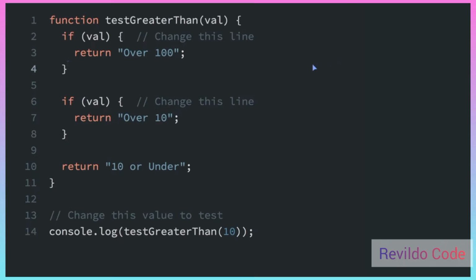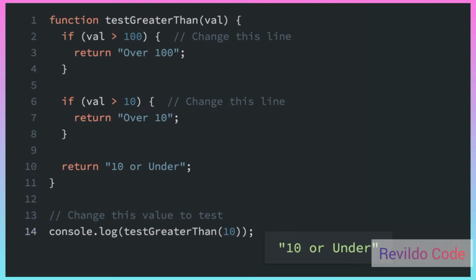We can also use the greater than operator. So in this function, we're checking if a value is over 100. So I'm going to put greater than 100. And then here, we're checking if a value is over 10. So I'll put greater than 10. So here we call the function, we pass in 10. And if I run that function, you'll see "10 or under" because we're not over 100, we're not over 10, so it's 10 or under because we passed in 10.